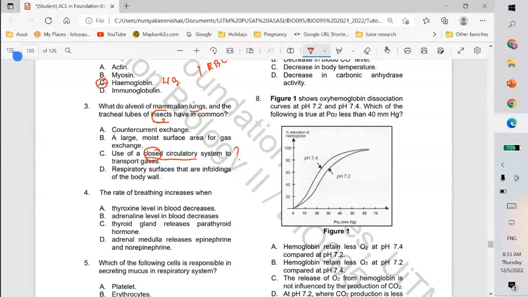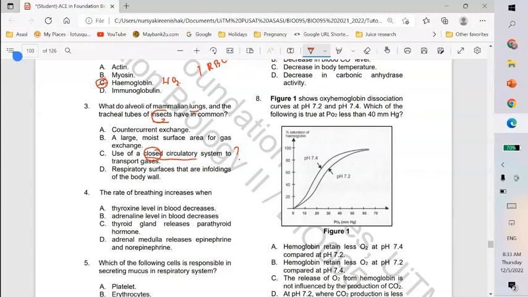So they have hemolymph. So answer C cannot apply, because insects do not use a closed circulatory system. They have an open circulatory system.